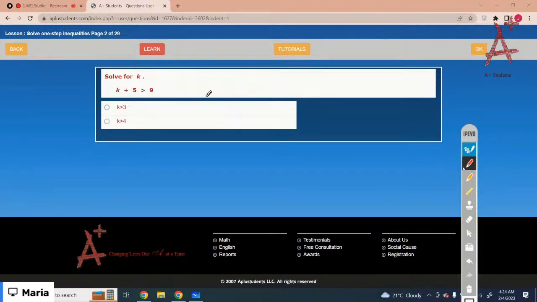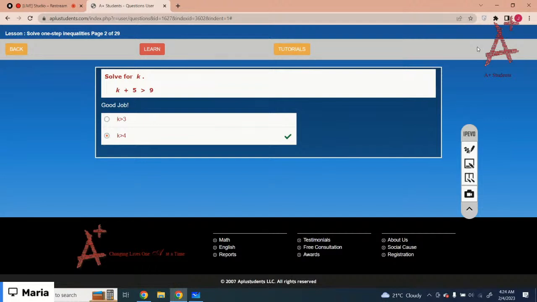So the selected option is option number 2. Very good. Just select the correct option, then click on the OK button.